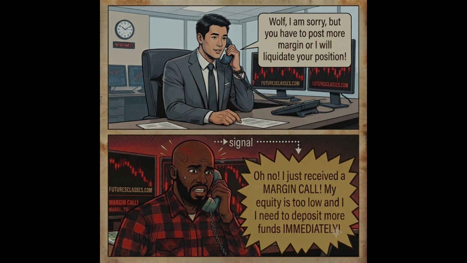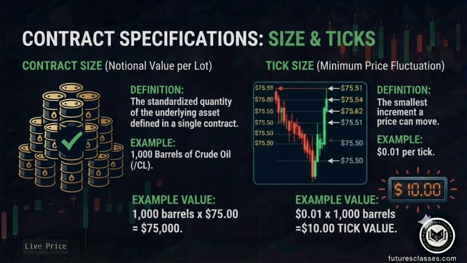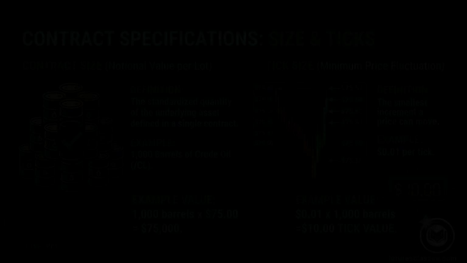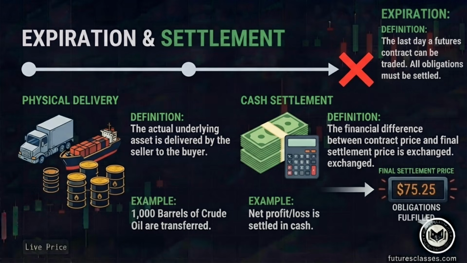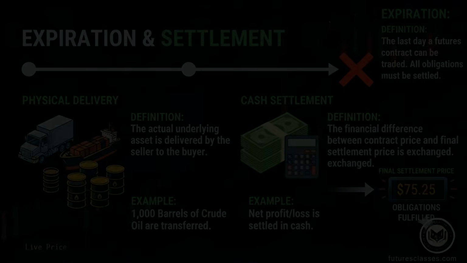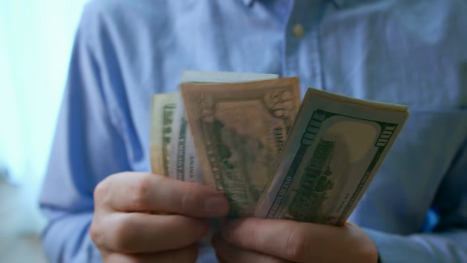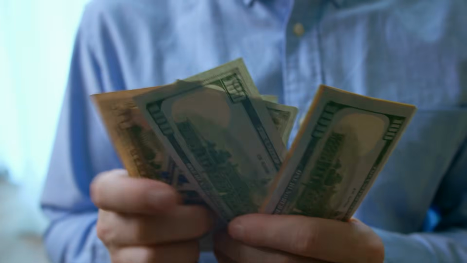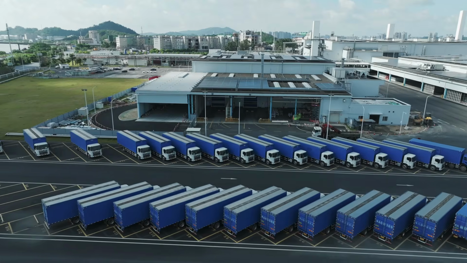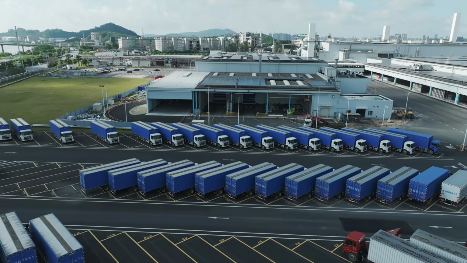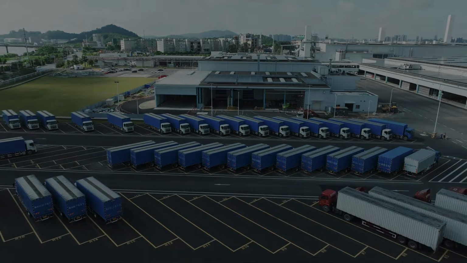deposit additional funds. Every contract has a defined contract size, like 1,000 barrels of oil for CL. Price movements are measured in ticks, which are the minimum price fluctuations. Every contract has an expiration date. When it arrives, obligations are settled in one of two ways: cash settlement, where parties simply exchange the financial cash difference based on the final settlement price; physical delivery, where the actual underlying asset is delivered.